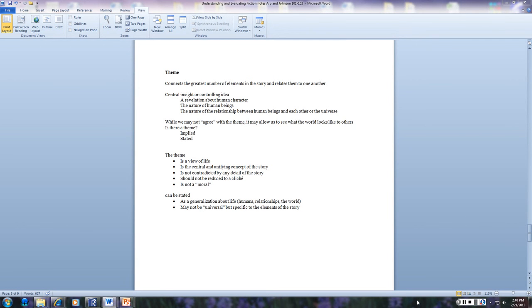But it can be stated as a generalization of life, but it may not be a universal generalization, but it may be something that we take away about the character of individuals in a particular circumstance. And as a result, it may be specific to the kind of construct that you see within the story.